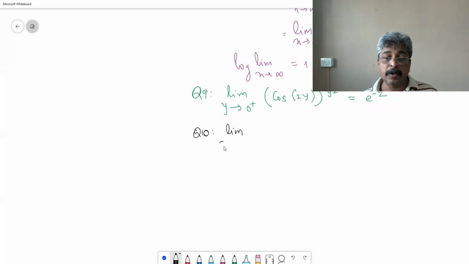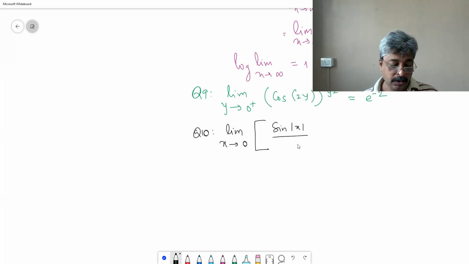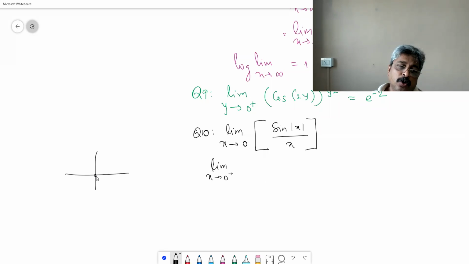Limit x tends to 0, greatest integer of sin mod x upon x. This is the greatest integer function. Therefore, you have to consider two limits. Limit x tends to 0 plus, that means you are approaching 0 from the right hand side. And limit x tends to 0 minus, that means you are going from the left hand side.